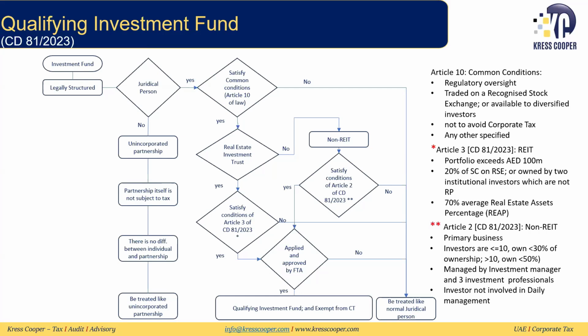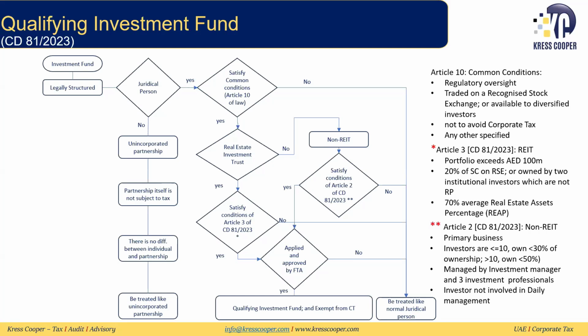But if it is a juridical person, is it satisfying the common conditions? What are the common conditions we just discussed in the previous slide? There needs to be regulatory oversight. They need to be traded on the recognized stock exchange or available to the investors. It is not made for the purpose of avoiding the corporate tax. If they are not meeting these conditions, then automatically they will be treated as a normal juridical person. They will have to meet all the conditions for corporate tax. They will be in the ambit of corporate tax.